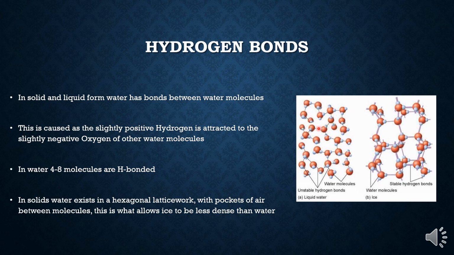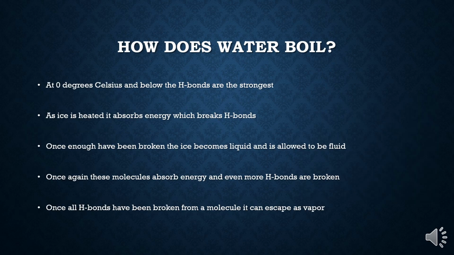In solids, all of them are tightly bound. They have this really uniform pattern of bonding. It forms this hexagonal latticework with pockets of air between molecules. These pockets of air are what allow ice to float on water. It's less dense.